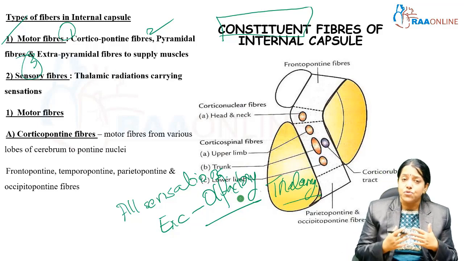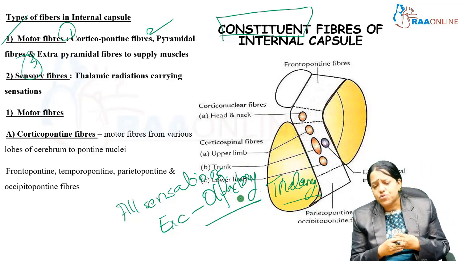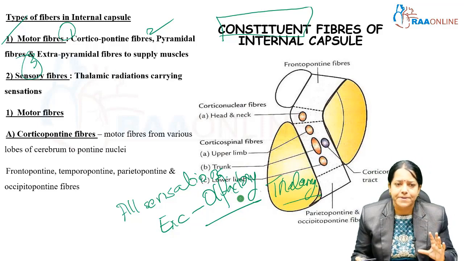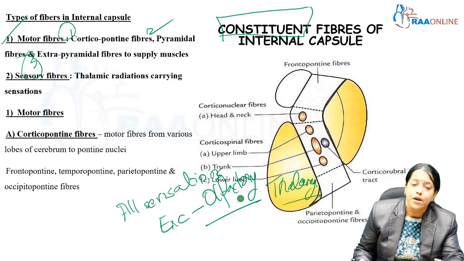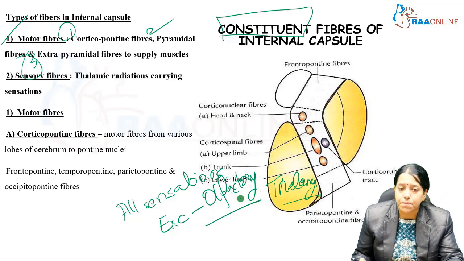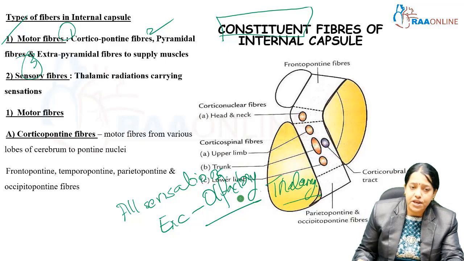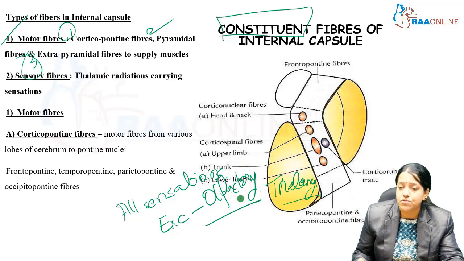Now coming to the motor fibers. We won't go into those details now. Let's come to the motor fibers, which we already enumerated: the corticopontine fibers. The cerebral cortex sends the commands or impulses to the pons. So motor fibers from various lobes of the cerebrum will go to the pontine nuclei. They will be reaching the pontine nuclei.